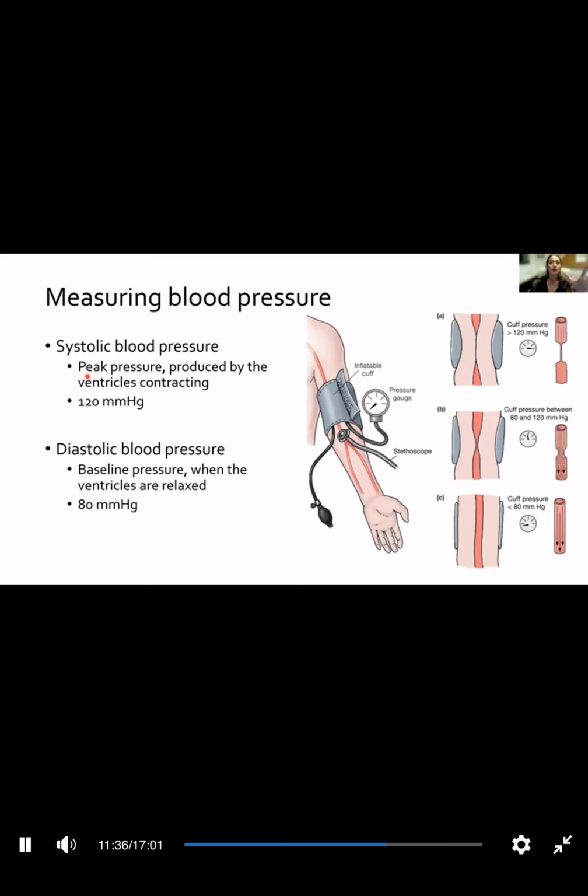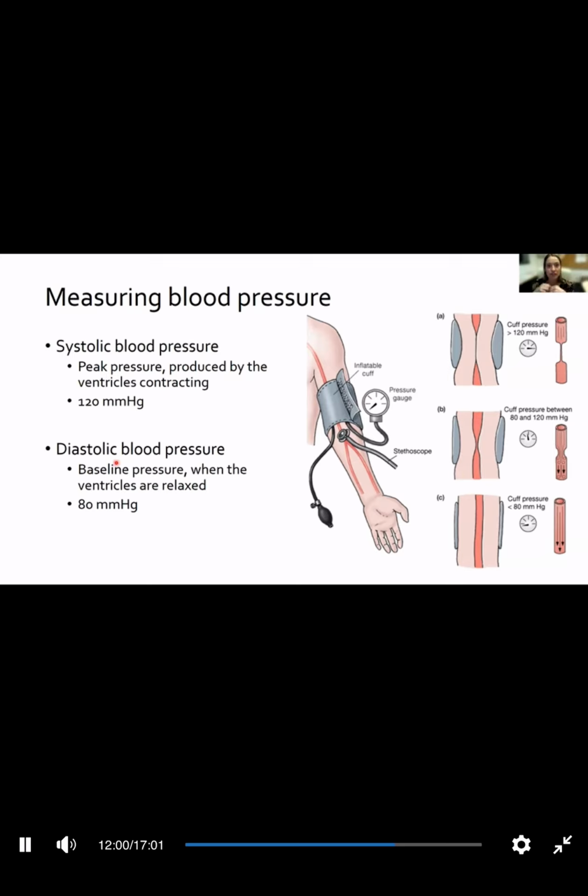They're getting a lot of blood pumped out into those arteries. This is the peak of the pressure. This is generally a healthy range around 120. So if you remember systolic or diastolic blood pressure, you think 120 over 80. Diastolic blood pressure is measured during diastole, this is the baseline pressure.